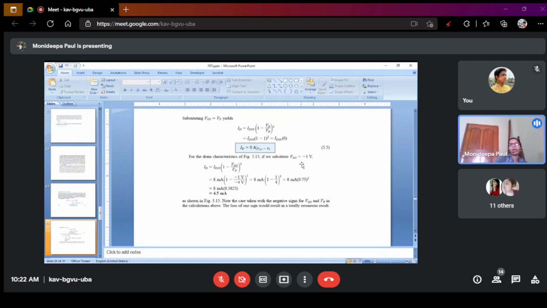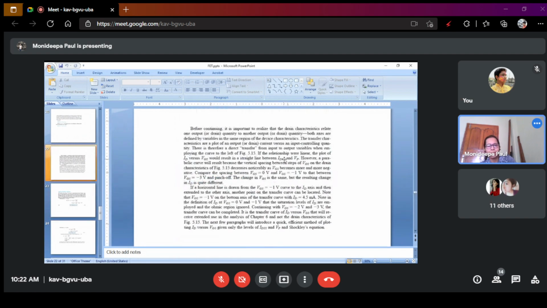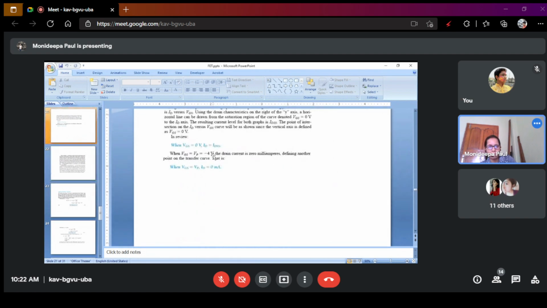Another important thing when you solve numerical problems. For drain characteristics, if we substitute VGS equal to minus 1 volt, we know that VGS is negative. But when we put the value, you should put the sign of the voltage. Here VGS is equal to minus 1 volt. And VP is equal to VGS. So VP is equal to, actually in a normal FET, VP value is minus 4 volt.